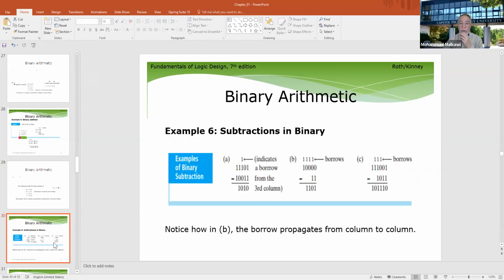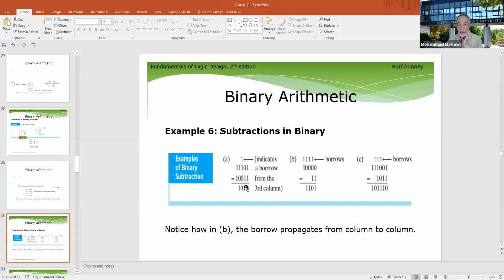So let's see how we do that using some numbers. So this is 1, 1, 1, 0, 1, which is, how much is this in decimal? So this is 7 times 2, 14 times 2, 28 plus 1. This number is 29. And this is 2, 4, 8, 16 plus 3, which is 19. So 29 minus 19, the result is 10.